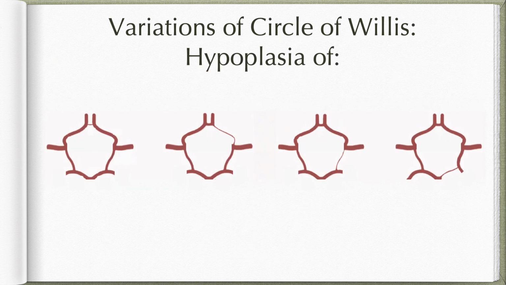Circle of Willis shows few variations. One of the branches contributing to the formation of the circle of Willis may be absent, but more commonly some of these branches will be hypoplastic. That is what is shown in these pictures here. Here we are seeing hypoplastic anterior communicating artery, anterior cerebral artery, posterior communicating artery, or the posterior cerebral artery.